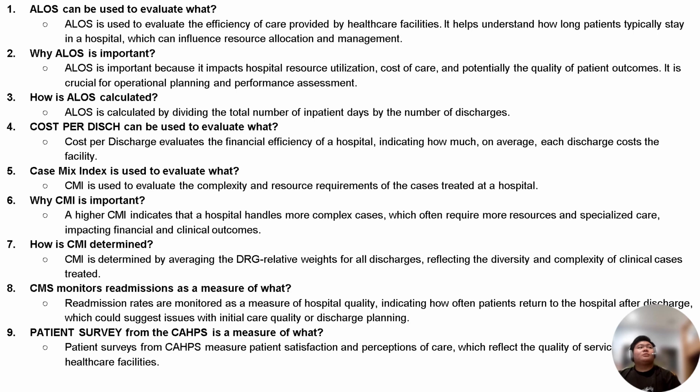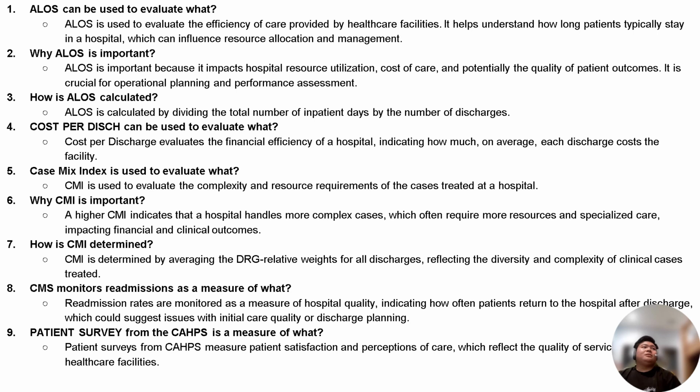Why is ALS important? ALS is important because it impacts hospital resource utilization, cost of care, and potentially the quality of patient outcomes. It is crucial for operational planning and performance assessment. How is ALS calculated? ALS is calculated by dividing the total number of inpatient days by the number of discharges. Cost per discharge can be used to evaluate what? Cost per discharge evaluates the financial efficiency of a hospital, indicating how much on average each discharge costs the facility.